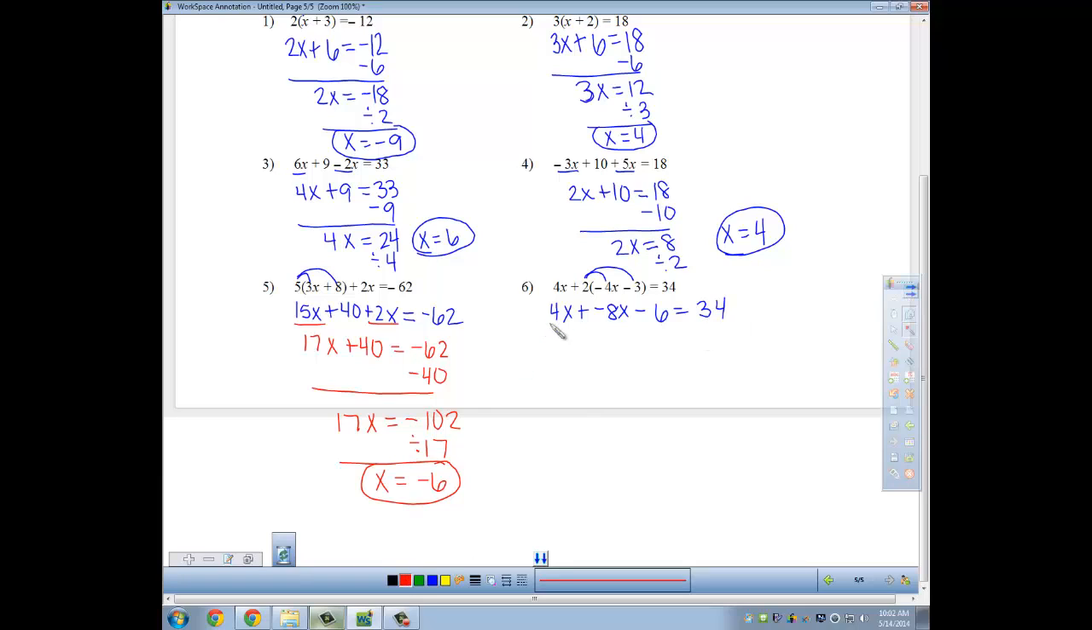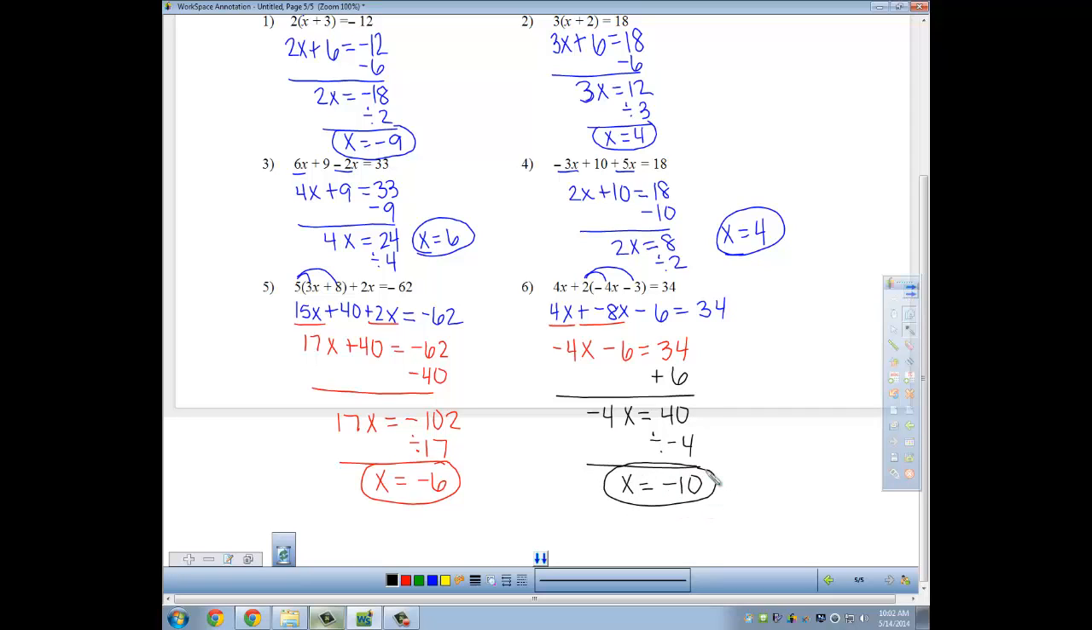Then when I combine my like terms, I have 4x plus negative 8x. That's going to give me negative 4x. And minus 6 equals 34. And then just solve it. So instead of minus 6, add 6. Get negative 4x equals 40. Divide by negative 4. We get x equals negative 10.